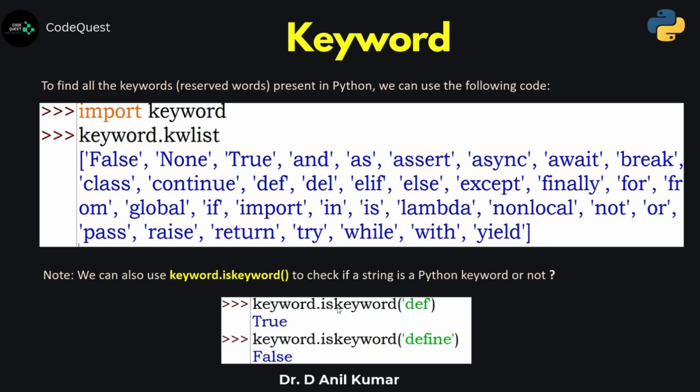You can see here I am trying to pass a string that is def. Now def is one of the keywords, hence I am getting the result as True. This True indicates that yes, def is a keyword. But you can see in the second one where I am giving a string like define, and I am getting the result as False because define is not in the list of the keywords that are present in Python.